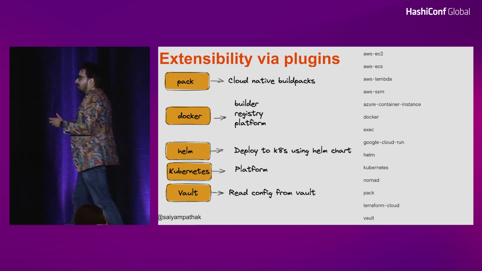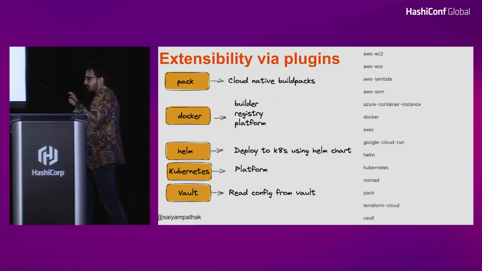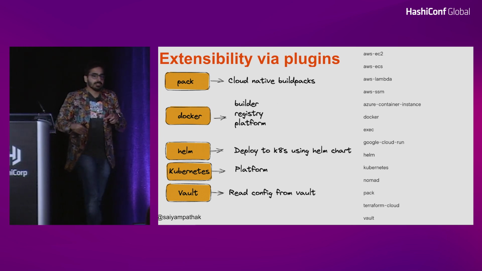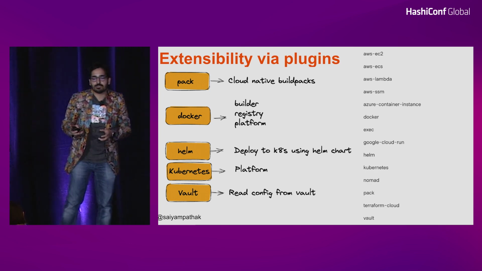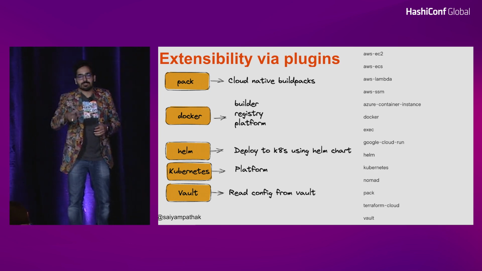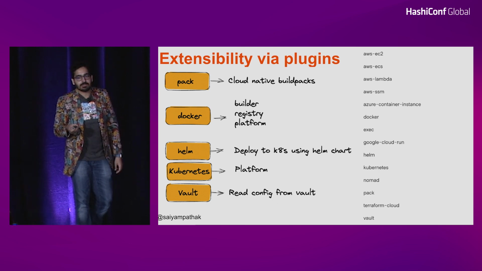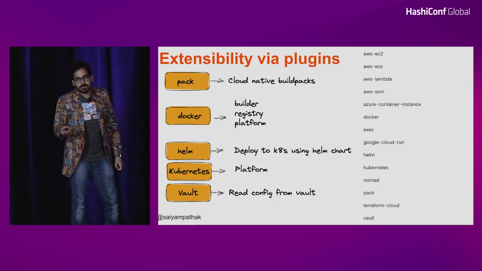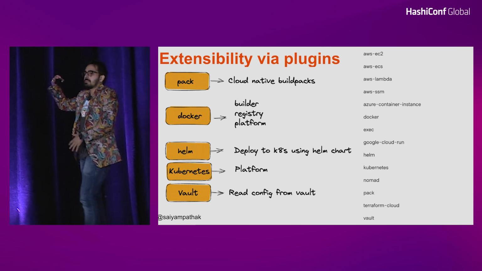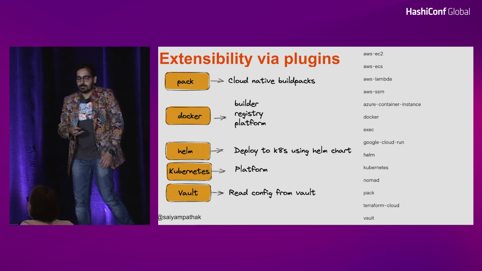But again, there can be various specific use cases for which you might need to create your own plugin. You can do that. On the right, if you see, that's the list of existing plugins: Azure ACI, Google Cloud Run, AWS Lambda. So you can see all the platform support it has, where it can be deployed to.